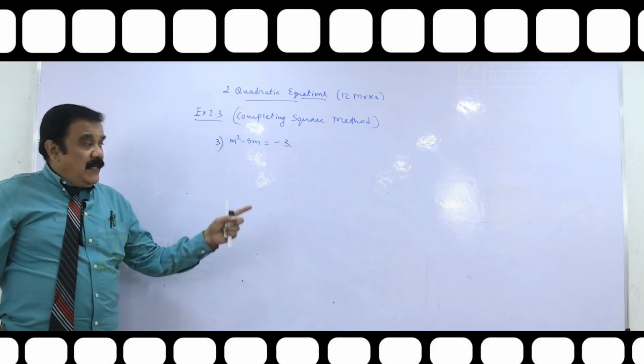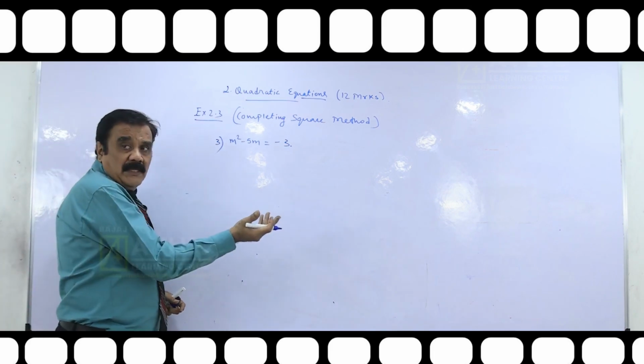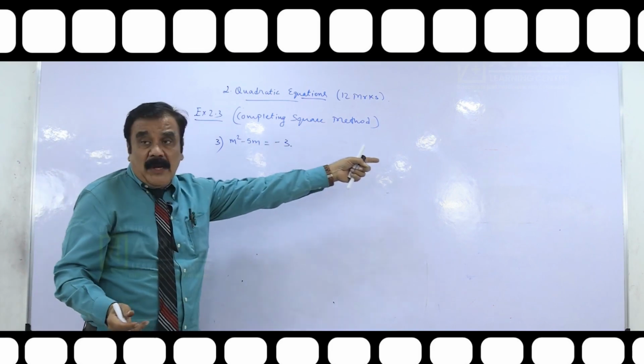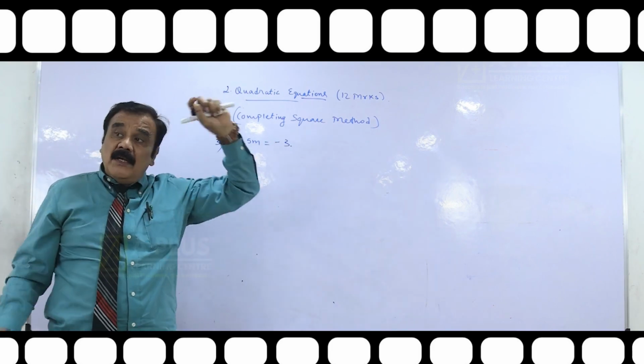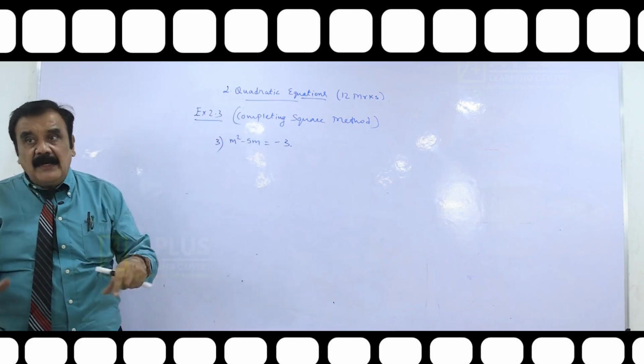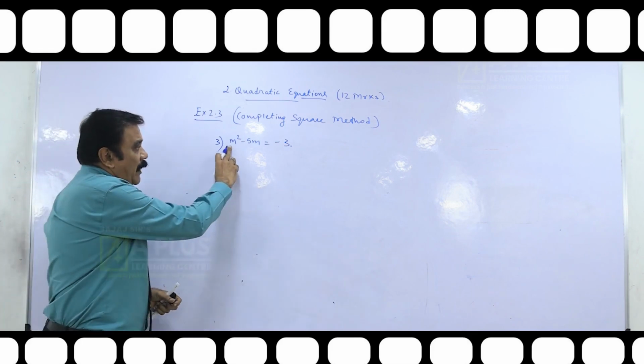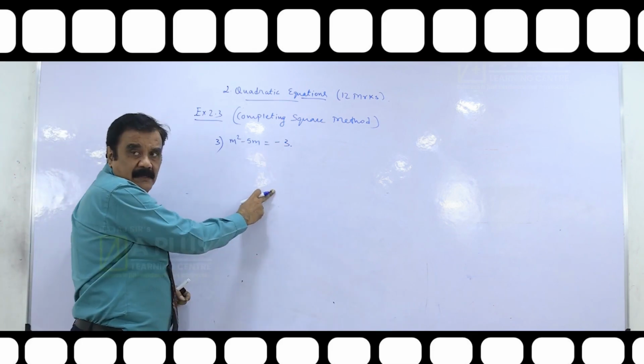Now what do you do? See here. m square minus 5m minus 3. Now if they tell completing square method, solve by completing square, then you have to solve by completing square. You cannot solve by factorization, and factorization also you will not get the answer. Now what do you do? Completing square. m square minus 5m is equal to minus 3.